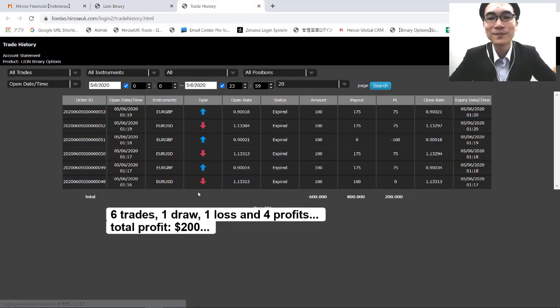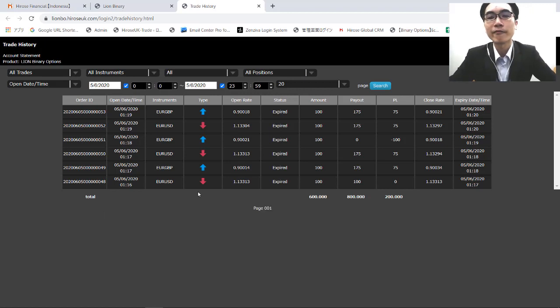Okay, so this is the result today. I did 6 trades, and 4 ended in profit, 1 draw and 1 loss, and the total profit comes to $200. So a final reminder and review for how you can trade with the GMMA here.